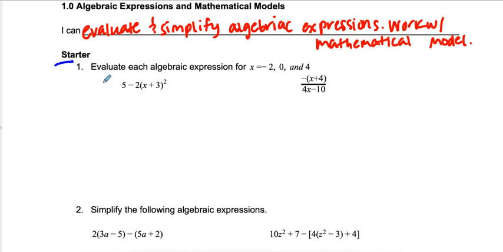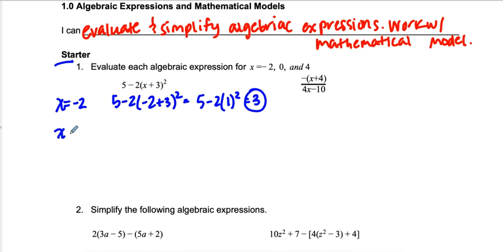Okay, hopefully you've had some time now. What we're going to do is evaluate each expression. So I'm going to substitute x to be -2 first. So I have 5 minus 2 times (-2 plus 3), and now we're just following our order of operations here. Inside parentheses, that's just 1 squared. So we will end up with simply 3.